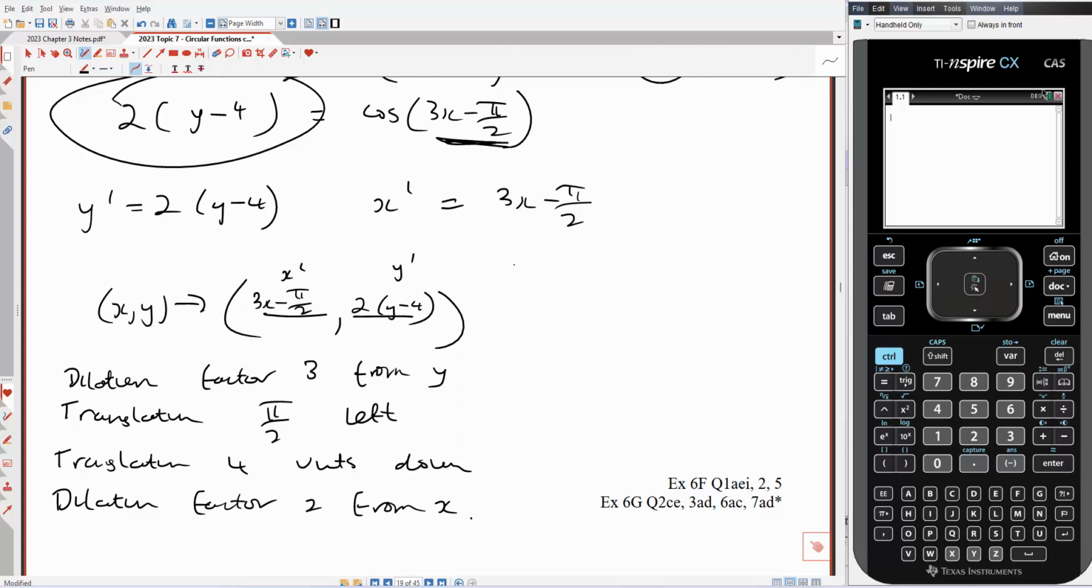Again, if you expanded this out, you would state the dilation first, which would be 2 from x, and then the translation, which would be 8 units down. So that could be written in a different order as long as it goes 8 units down, not 4 units down first. Alright, good luck with those transformations as well.